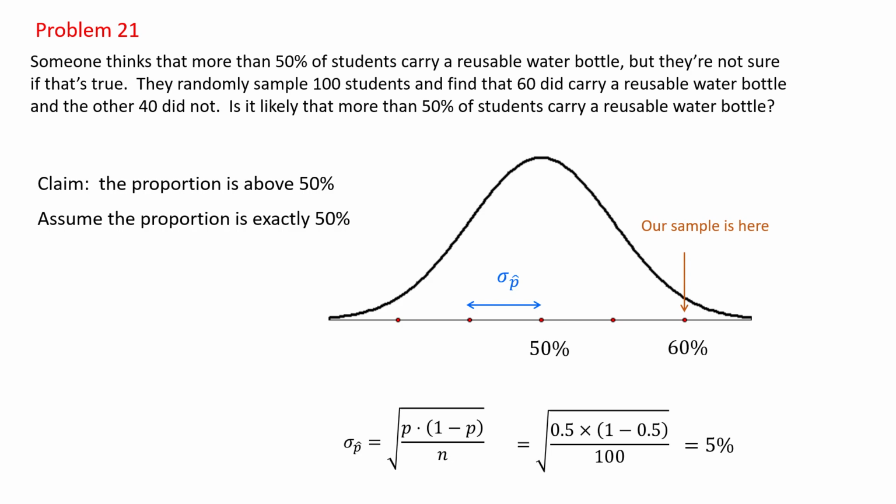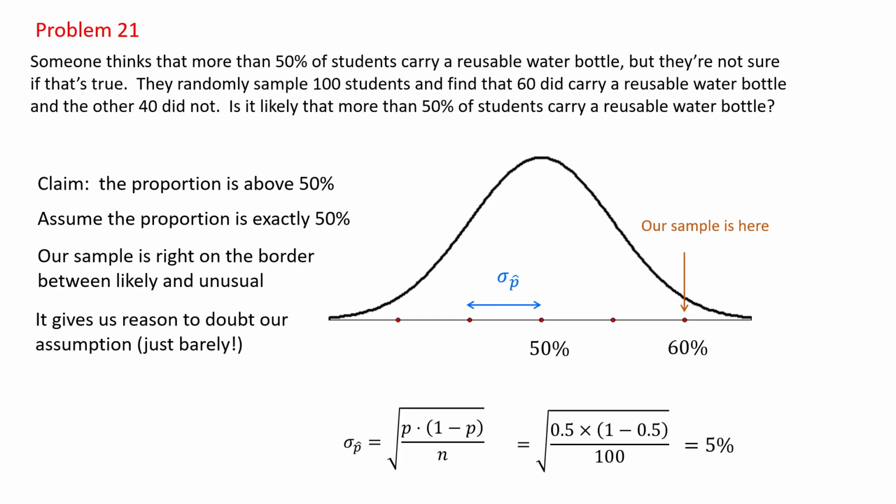And how unusual is our sample? It's 60%. Notice in the problem, 60 out of 100 people did carry a water bottle. So our sample is right on the border between the likely samples and the unusual samples based on our assumption. But what do we do if it's a kind of a wobbler right on the edge? Well, we could say that this gives us reason to doubt our assumption, but just barely, and that the evidence to support the claim is weak. You could go the other way on this problem and say there's not enough evidence to support the claim.